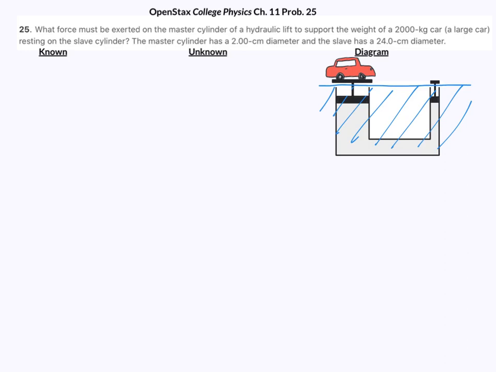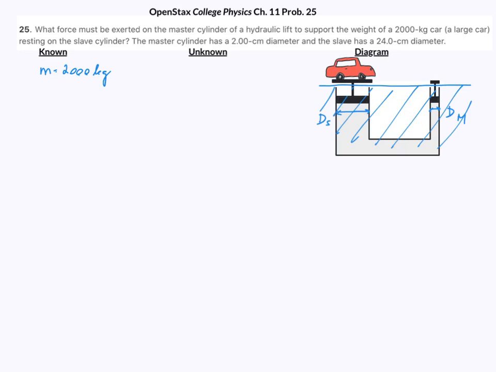All right, so we are told that the mass of the car is 2,000 kilograms. So M is 2,000 kilograms. And the master cylinder has a 2 centimeter diameter. So this would be the master cylinder. So I'll call this D sub M. And this will be the slave cylinder. So this is D sub S.